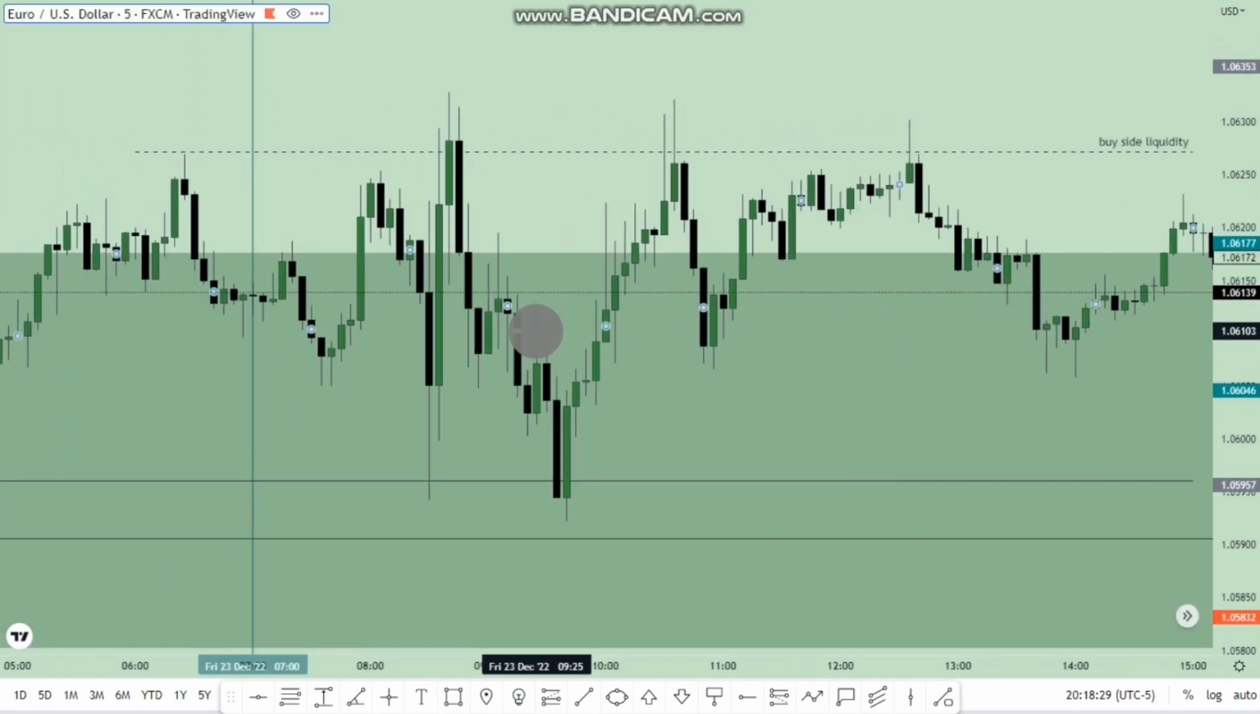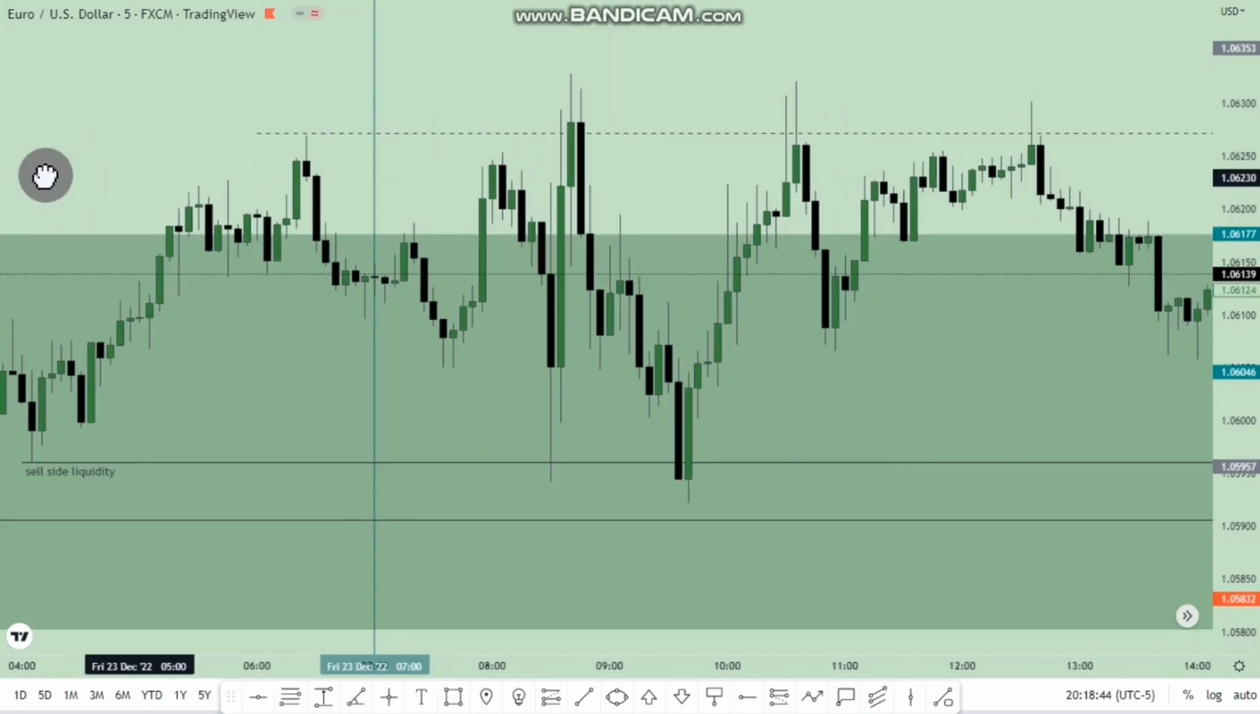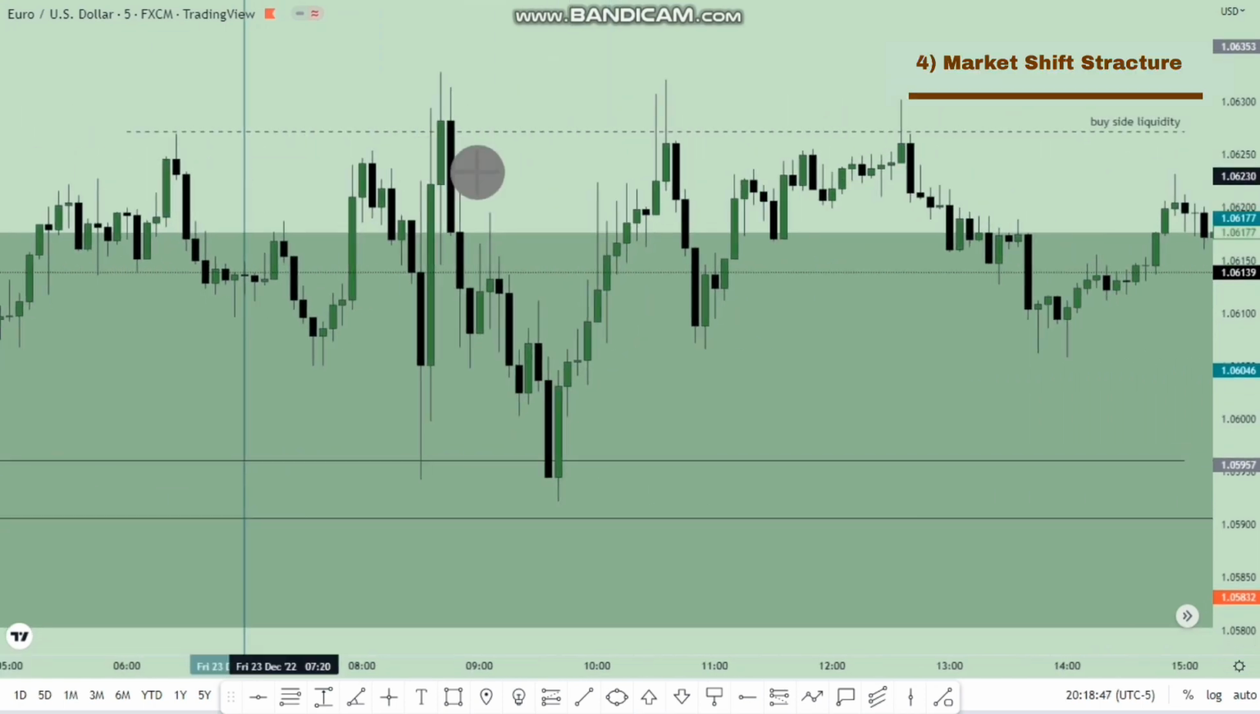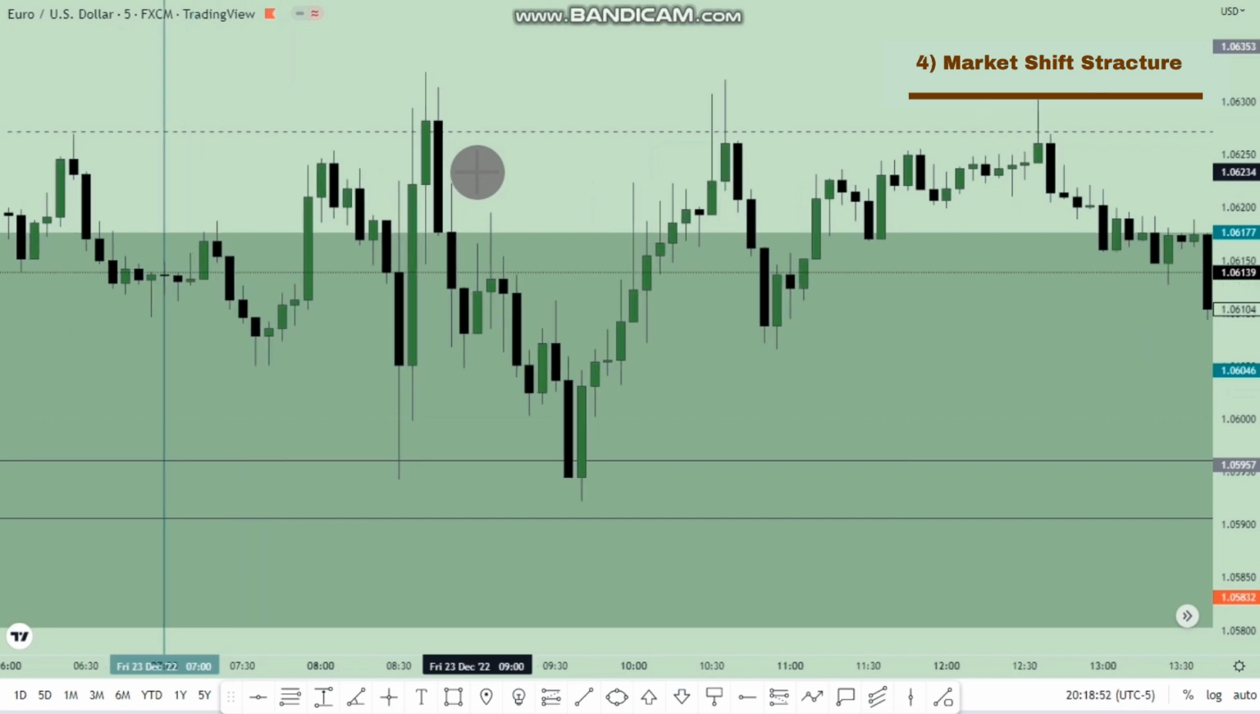So this is the price leg we are going to look for. You see, that is the high that was created before 7:30, and it was taken out. If you go to the left, price took out all these highs. So around here is where we are looking for the market shift.